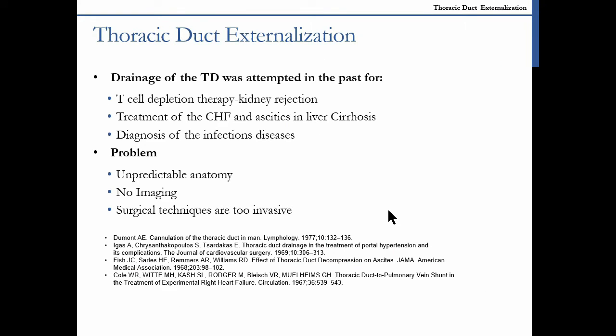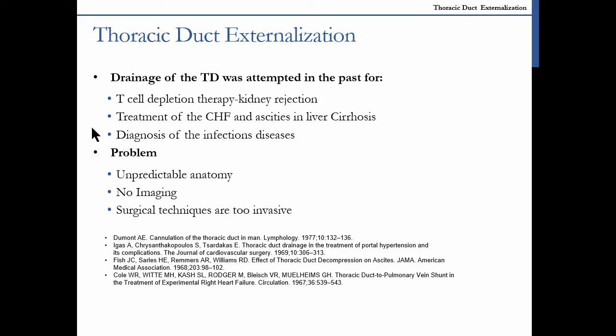Liver lymphangiography and embolization will serve a big role, a future role, and we're trying to push it as strong as we can. The last thing is thoracic duct externalization, drainage, and stenting. It was explored many, many years ago for all these different diseases: T-cell depletion therapy before kidney rejection, CHF, diagnostic infectious disease.